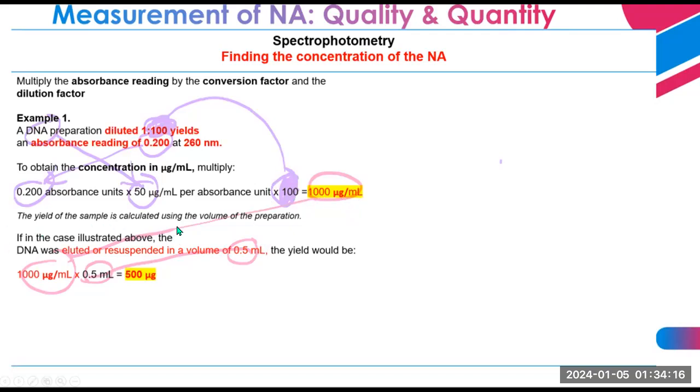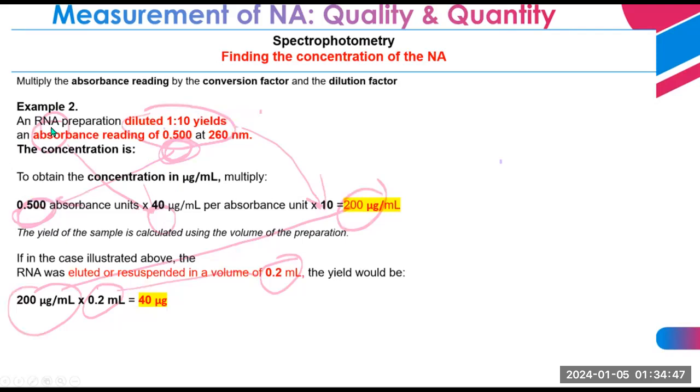The yield of the sample is calculated using the volume of the preparation. So if in the case illustrated above, the DNA was eluted or suspended in a volume of 0.5 ml, your formula will be the DNA concentration in µg per ml multiplied by the volume. So the answer is 500 µg. See, it's just easy. Next, for an RNA example, it's just the same, but we will just change the conversion factor. So again, 50 for DNA, 40 for RNA.